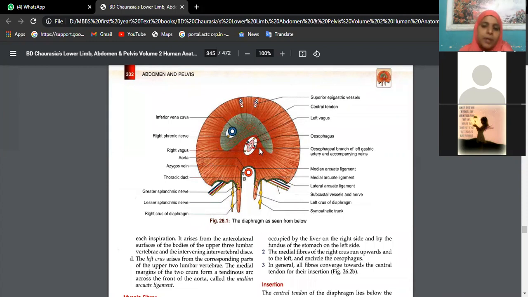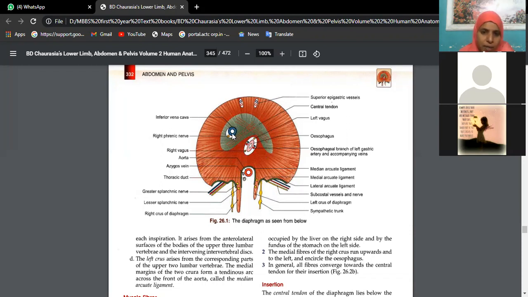Okay. Then, as Ritika was telling us, it has three openings. What are those? You have a code to remember: IOA 8, 10, 12. Okay, I stands for inferior vena cava opening, which opens at the level of 8th thoracic vertebra. O stands for esophagus, which opens at the level of 10th thoracic vertebra. A stands for aortic opening, which is at the level of 12th thoracic vertebra.